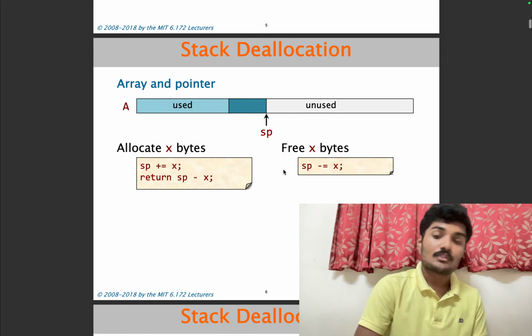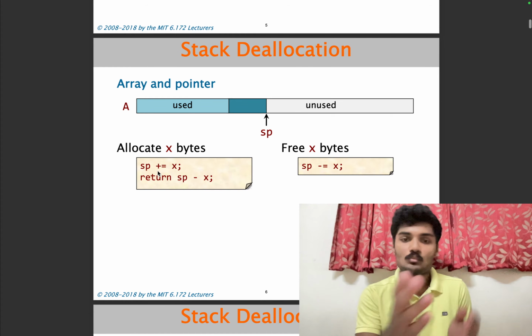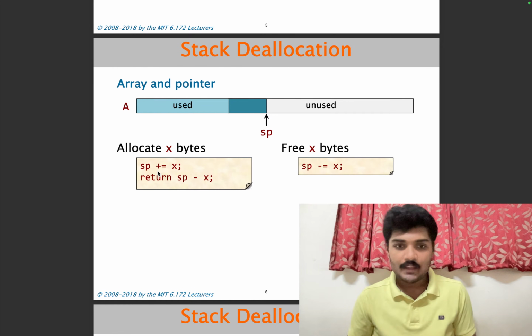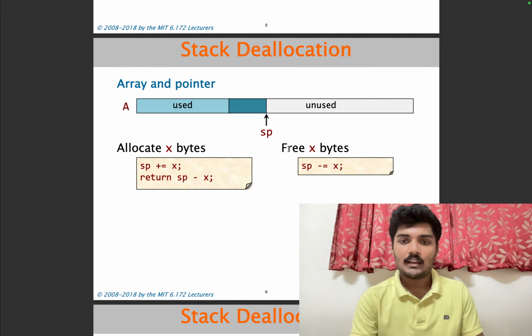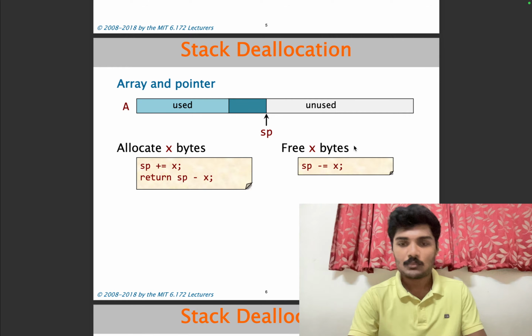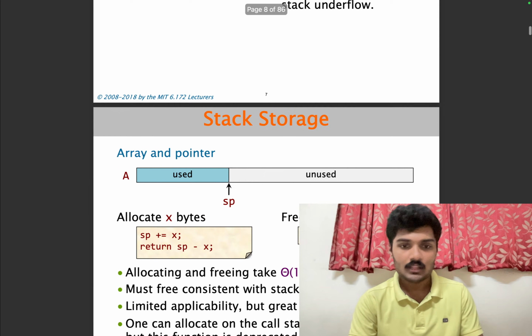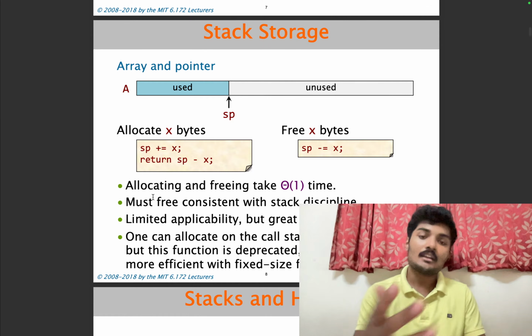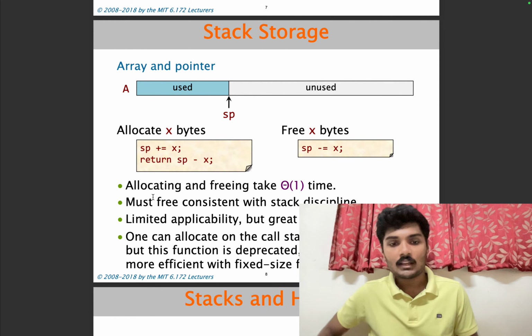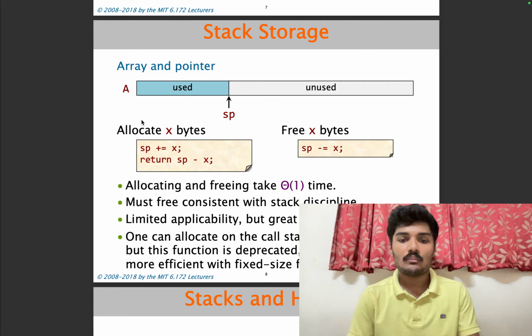As I've said, if we have to allocate memory, we just move the pointer by x, and free x bytes just means moving the pointer back by x positions. It should check for stack overflow. That's great, and allocating and freeing takes O(1) time. Must free. So what are the advantages of the stack?